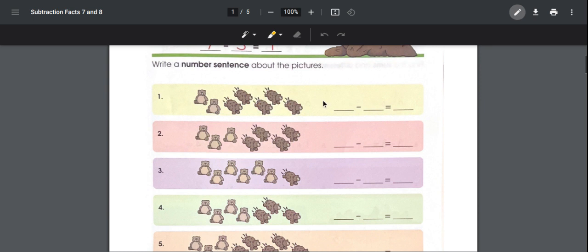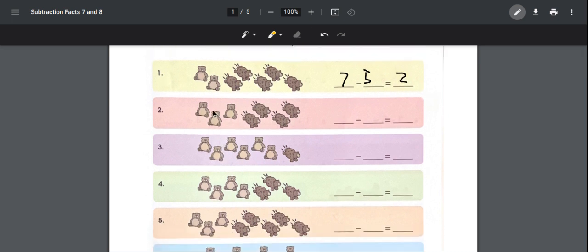For number 1, there's 1, 2, 3, 4, 5, 6, 7. So we write 7 bears because there were 7 bears in the picture. But then you can see there's 1, 2, 3, 4, 5 that look like they're running away. So we have to subtract 5. If you subtract 5, there's 1, 2 bears remaining.